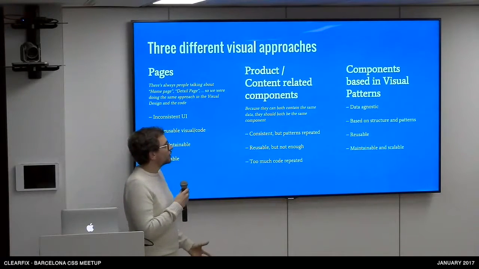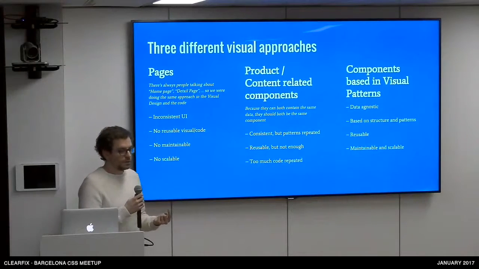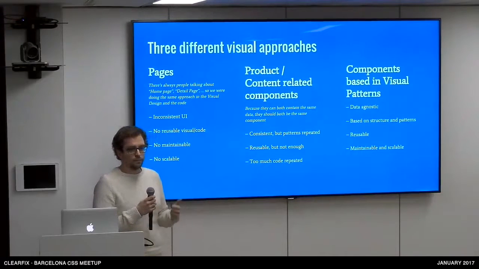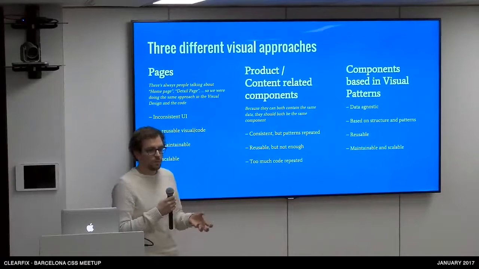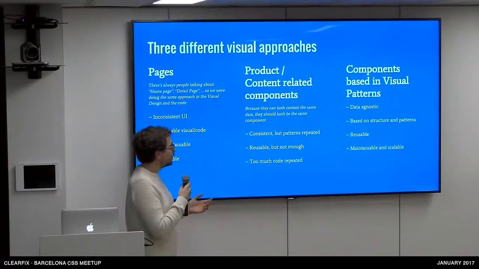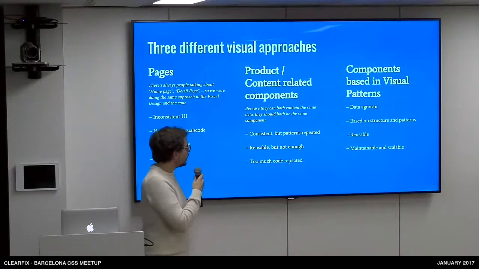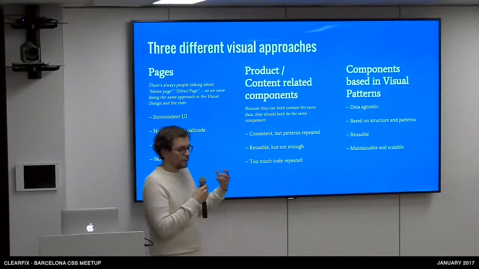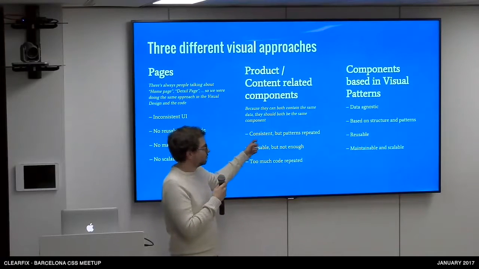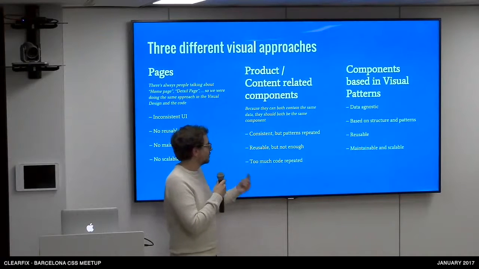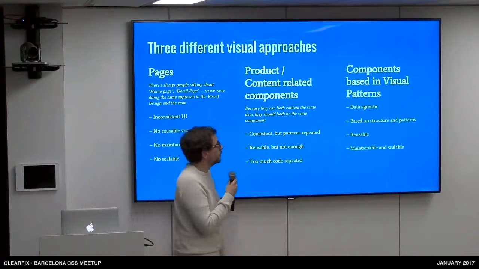The product or content-related components are easy to use if you only have one product. But at Hotelbeds, we have hotels, activities, transfers, car hire, a lot of products, and we were using more or less the same cards. So it's consistent, but for example, using a media card, the classic image with a title, is repeating the text and the CSS over and over again. It's reusable, but not enough, and the code was repeated too many times.